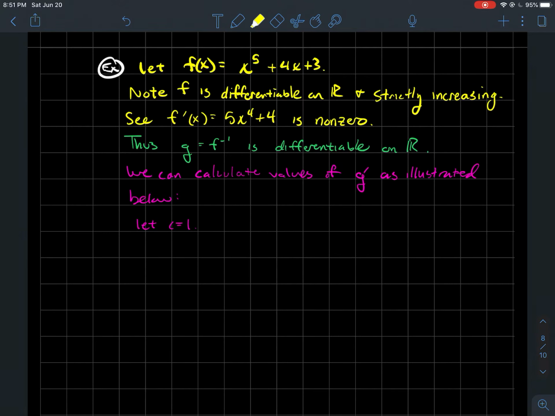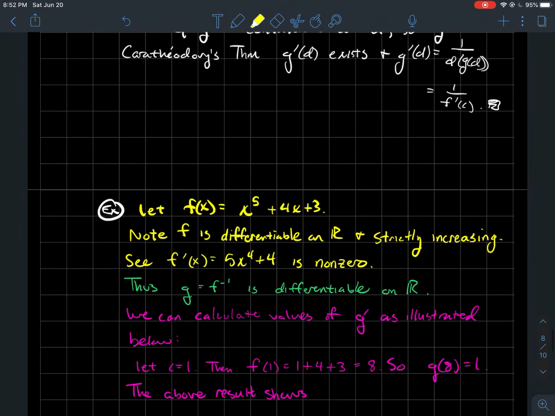So let's say c is equal to 1. If c is equal to 1, remember c is in the domain of f, so we'll plug 1 into f, so I'll plug in 1 to these x's up here. That would be 1 plus 4 plus 3. I think you get 8. So what does that tell me then? That tells me that g of 8 should spit back out 1, right, since g is the inverse of f. And so what does the above result say then? The above result should tell me what g prime of 8 actually is.